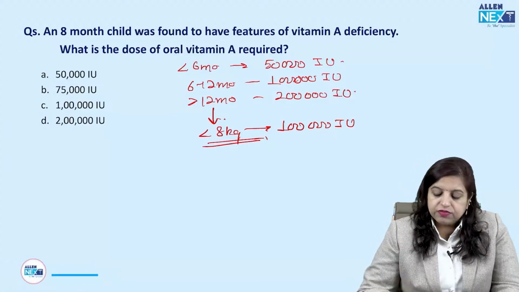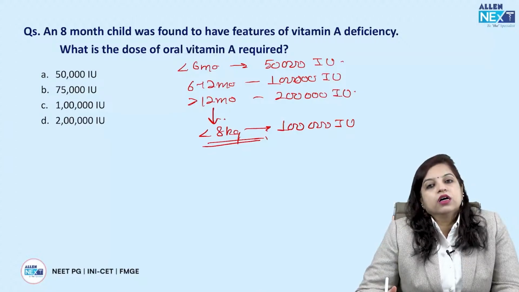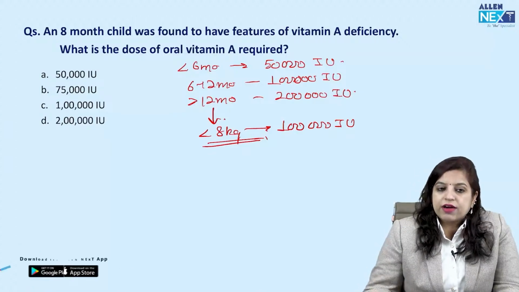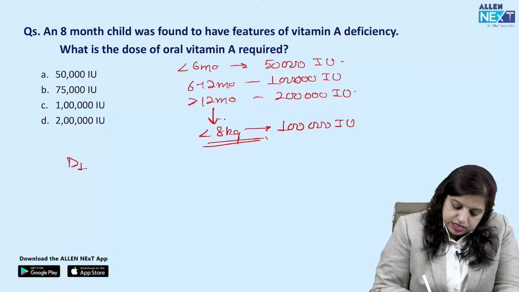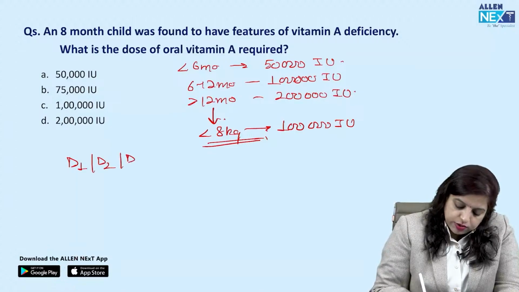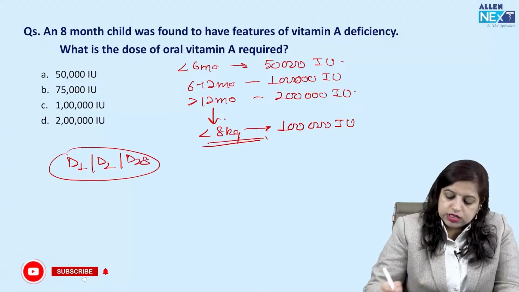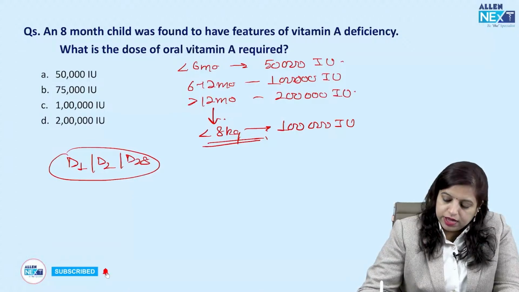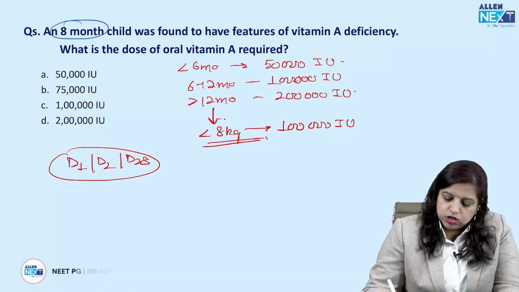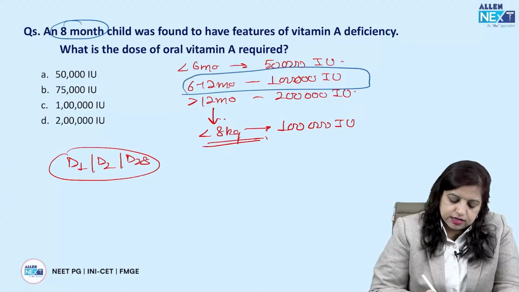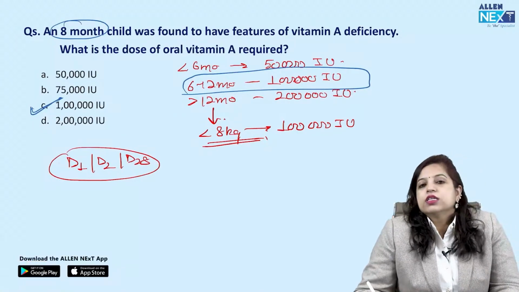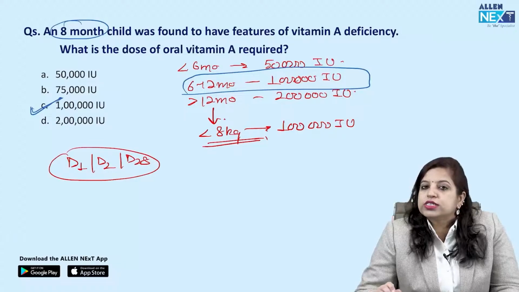And remember, when we are treating the vitamin A deficiency, 3 doses have to be given. When? At day 1, at day 2, and at day 28, right? Now, this was a 8-month-old child. So, if we go by our table, for a 8-month-old, what is the correct dosage? Yes, the correct dosage is going to be the C option. That is the 1 lakh international units have to be given.